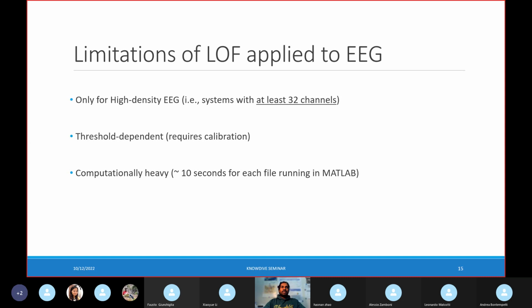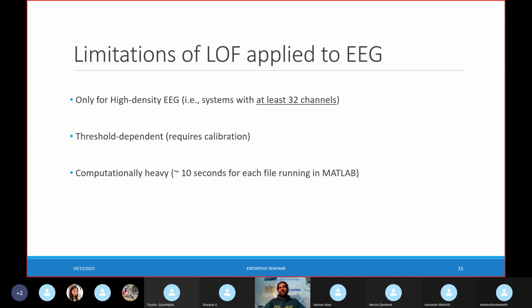Then, because it's dependent on the threshold, it requires some sort of calibration, which means we need ground truth labels, which is very challenging in the EEG community because it's very hard to find open source data sets with labeled bad channels. Then finally, this algorithm is also quite computationally heavy, taking around 10 seconds to run each file in MATLAB.